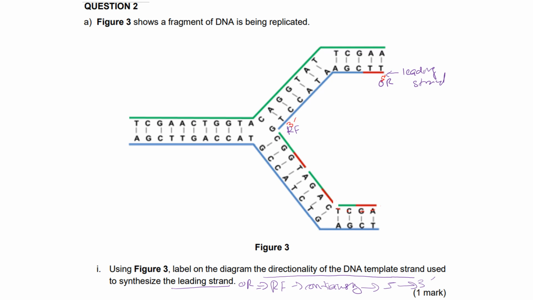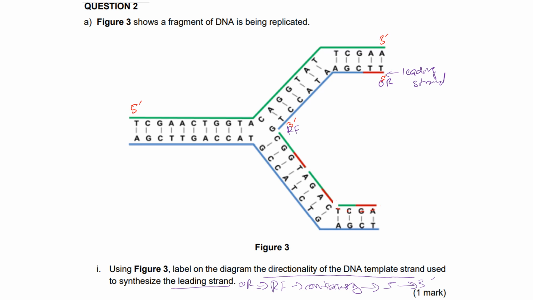So the question wants you to label the directionality of the DNA template strand used to synthesize the leading strand. So which one is the leading strand? The leading strand is the green strand at the top here. So this is the template strand used to synthesize the leading strand. So you have to label on the diagram the directionality of the template strand. So the directionality of the template strand would be 5' here and then 3' here.